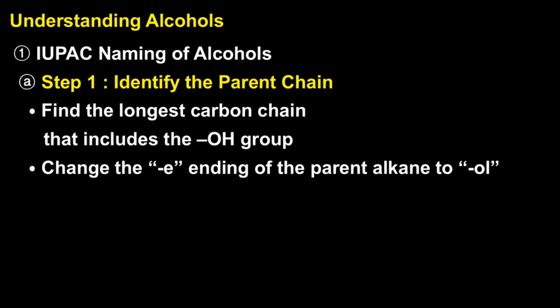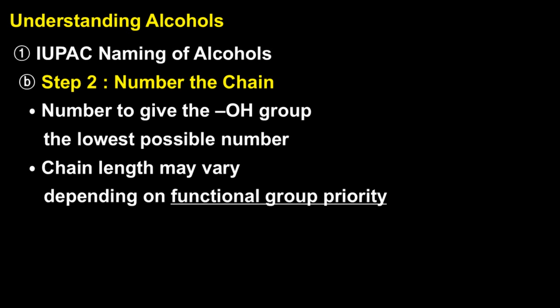All right, the first step in naming an alcohol is to figure out the parent chain. And that means finding the longest continuous carbon chain that includes the carbon bonded to the OH group. Even if there's a longer chain somewhere else, if it doesn't include that carbon, it doesn't count. The OH itself doesn't have to be in the middle of the chain, but the carbon it's attached to has to be part of the parent chain. Once you've found the right chain, you just take the name of the parent alkane, like ethane or butane, and replace the E at the end with OL. So butane becomes butanol.